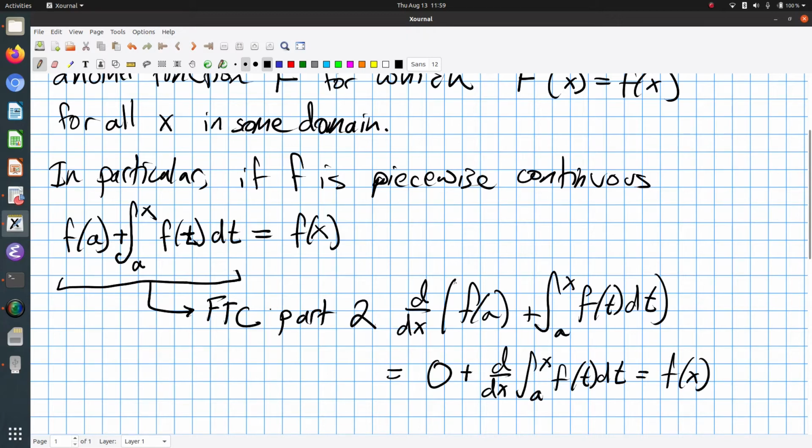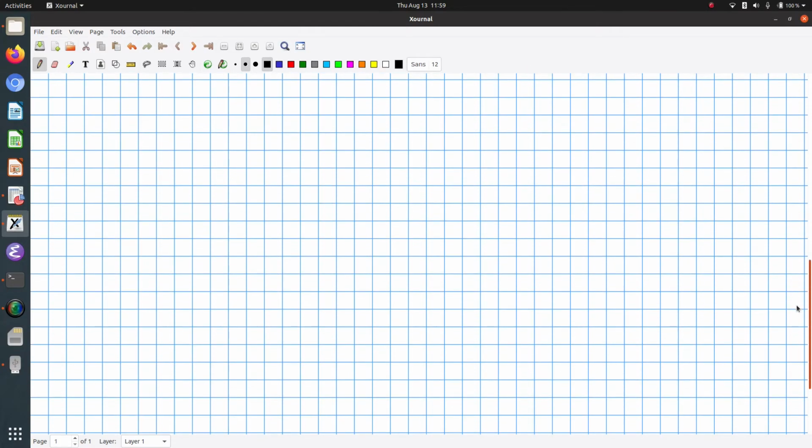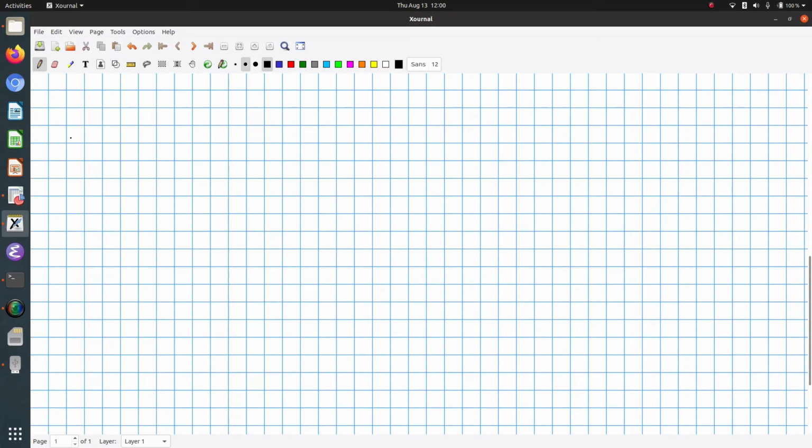So that means that this expression we've got here is an antiderivative of f. Cool. All right. So how does that tell us how to draw what an antiderivative looks like? Well, let's go back to that water rocket.